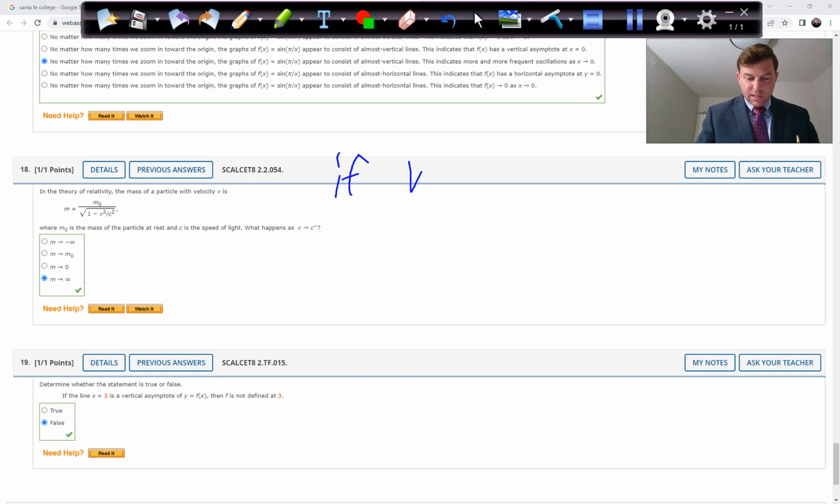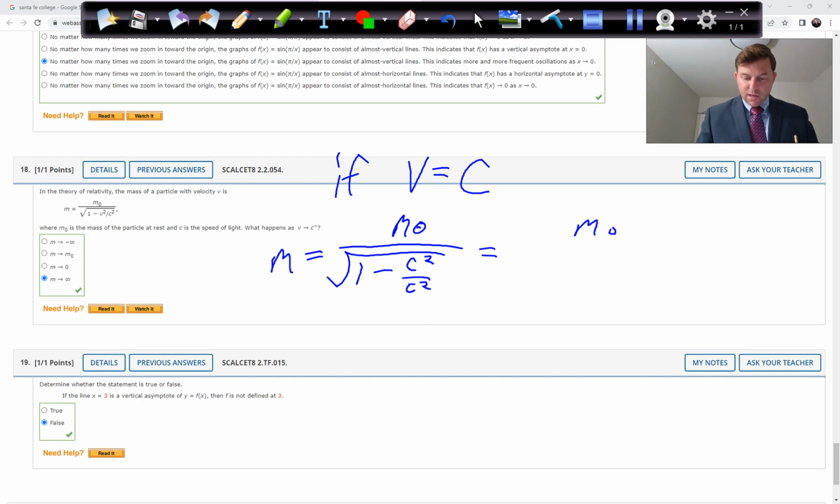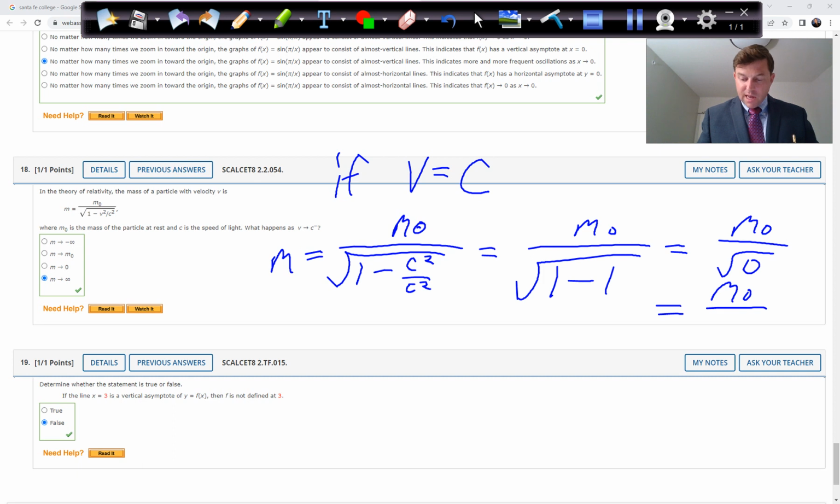If you could get the velocity you're traveling to equal the speed of light, then your mass would equal m0 divided by the square root of 1 minus v squared, which now becomes c squared divided by c squared. But anything divided by itself is 1. So you get 1 minus 1. You get the square root of 0, which is 0. You get your initial mass divided by 0. This is technically infinity.